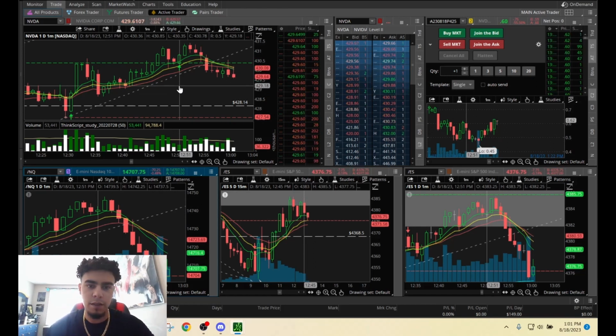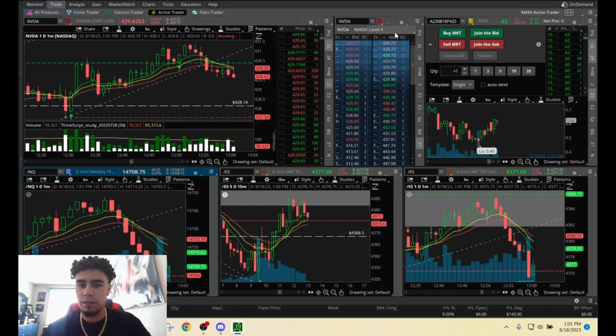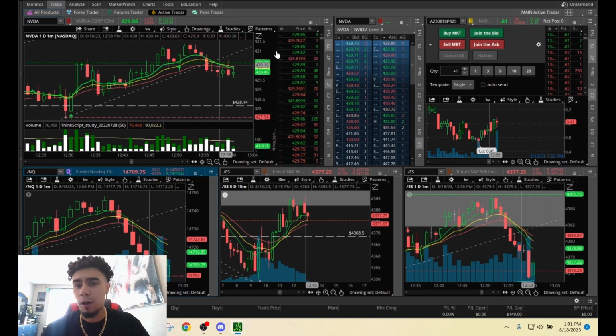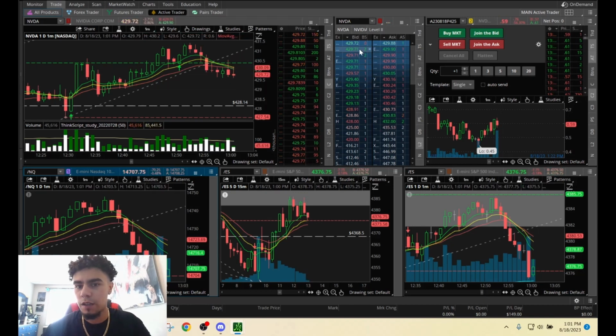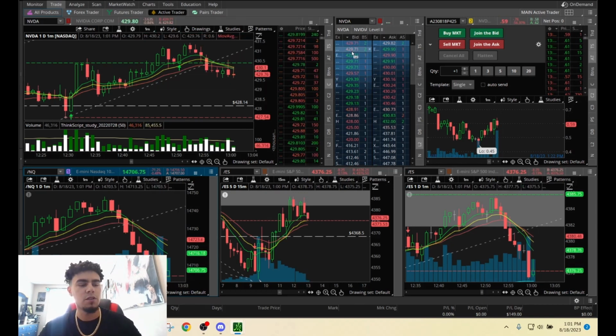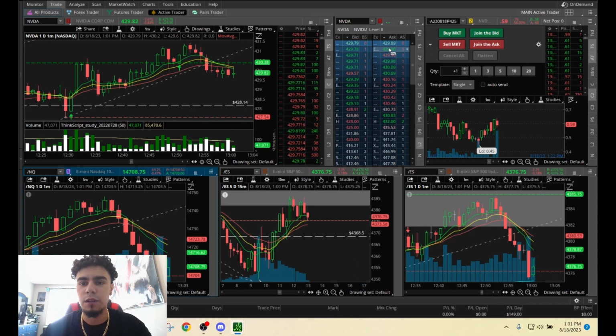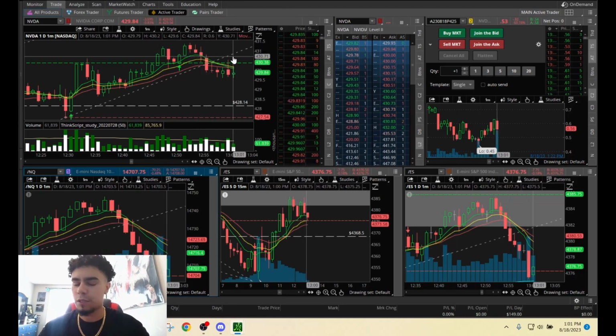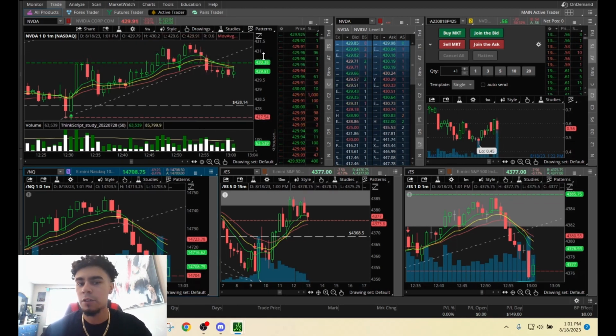The next thing I have on my screen is level 2. So basically what level 2 is, it shows you the open order book of whatever stock you have it set to. So for Nvidia to move up, these ask orders have to get filled, and for Nvidia to move down, these bid orders have to get filled. So when you're looking at a key level breakout, just for example, let's say 431. I mean, it already broke, but just as an example. So let's say 431 is your key level.